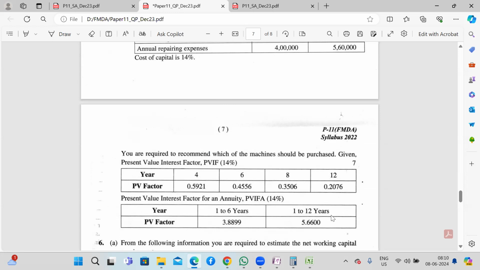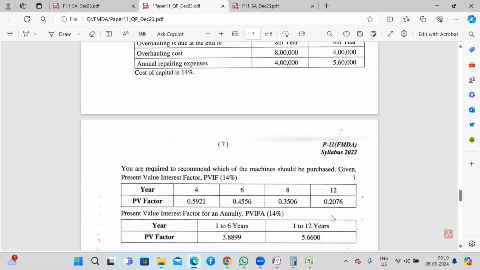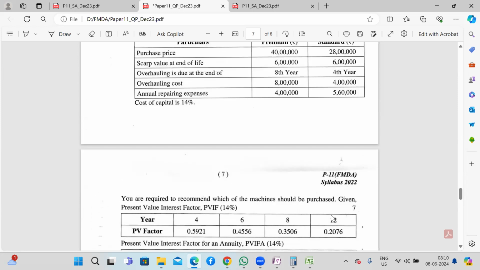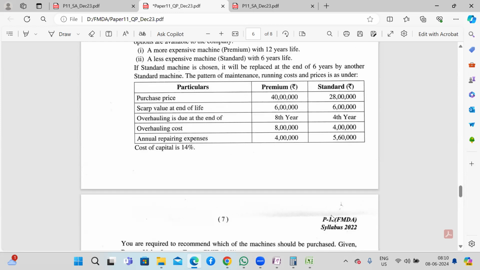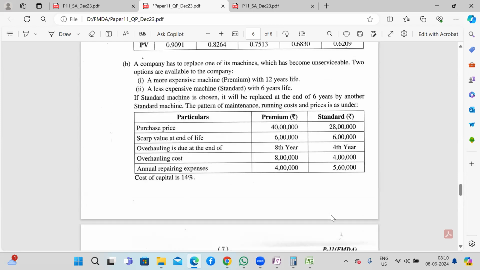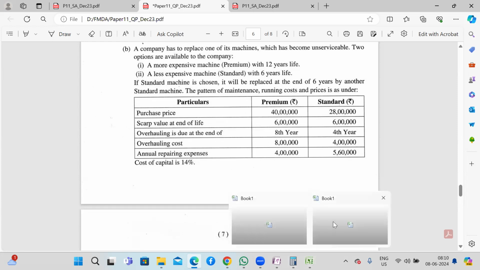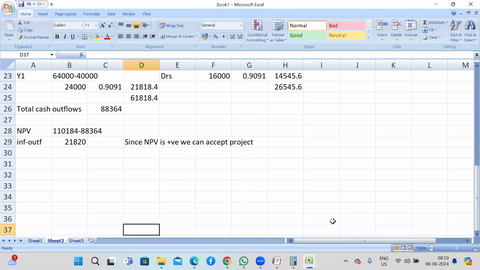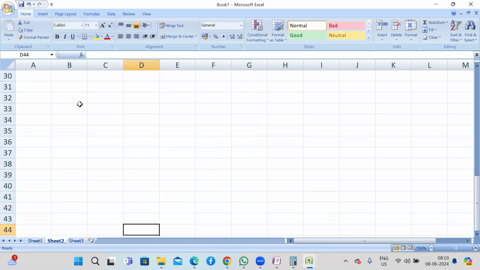So we need to calculate what is the cost involved for both the machines, that is for premium and standard. Then only we can decide which one is preferable. So first I am calculating the premium machine.